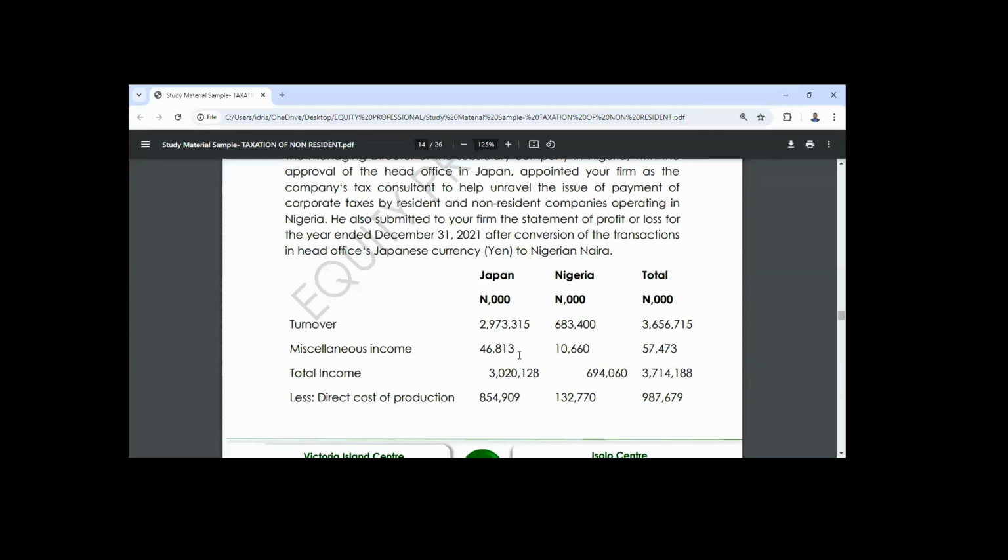I want to ask a question. Assuming they have the head office in Nigeria, this one is head office and branch, not subsidiary. They now have a branch in Japan. Is the profit of Japan liable to tax in Nigeria? Yes, it would be. It will be liable to tax in Nigeria. But in this situation now, the parent company is in Japan and the subsidiary is in Nigeria. In Nigeria, we are only after the tax of the subsidiary. Nothing concerns us with the parent company.